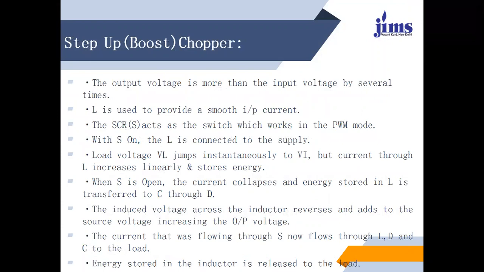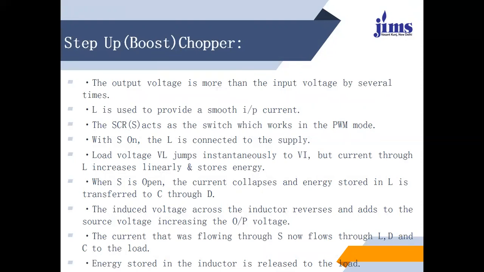The output voltage is more than the input voltage by several times. For that reason it is called the boost chopper. L is used to provide a smooth input current. The SCRs act as the switch which works in the PWM mode. PWM we already discussed in the previous lectures.